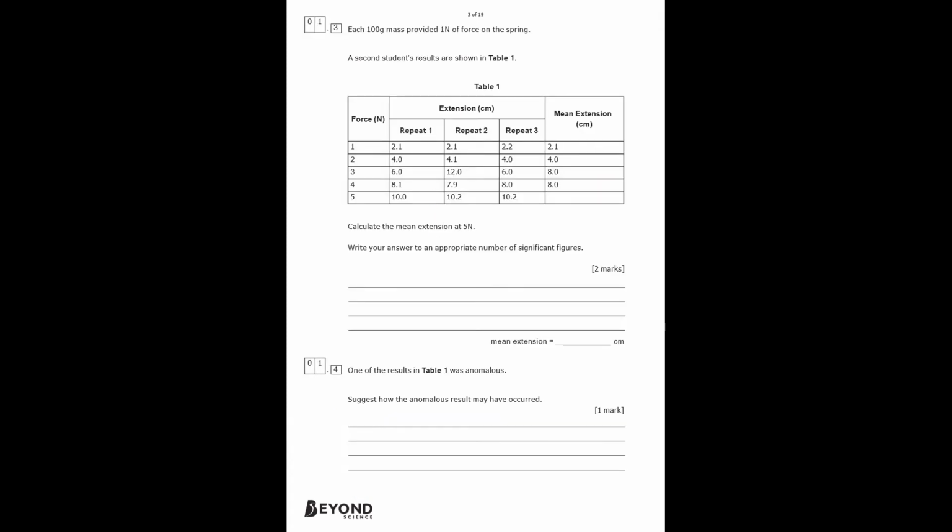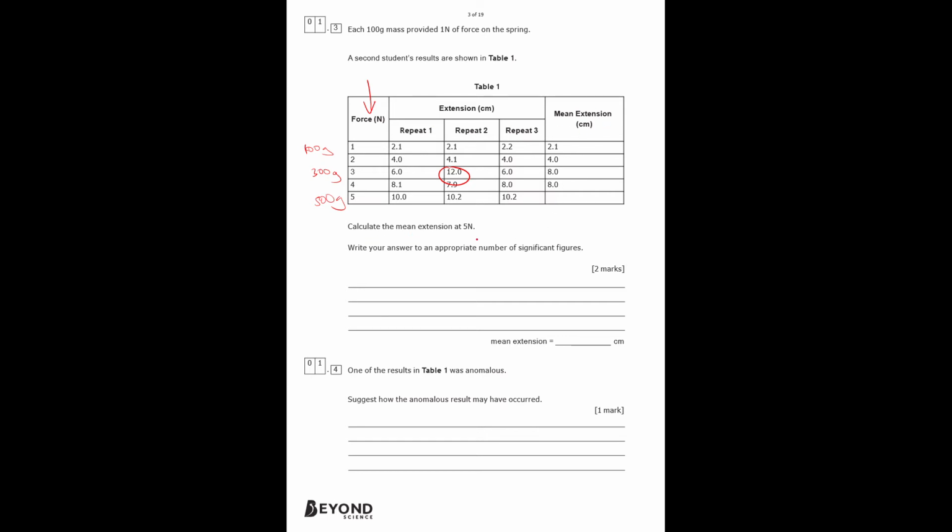Okay, so 1.3, each 100-gram mass provided 1 Newton of force on the spring. The second student's results are shown in table 1. So table 1 has extension versus force, so remember, 100-gram mass provided 1 Newton of force on the spring, so this is 100 grams, 200, 300 grams, so on, 500 grams. Now we have the extension of the spring at each length. I can already see an anomaly here. Doesn't fit with the pattern of the data. And then lastly, they've repeated that and calculated a mean.